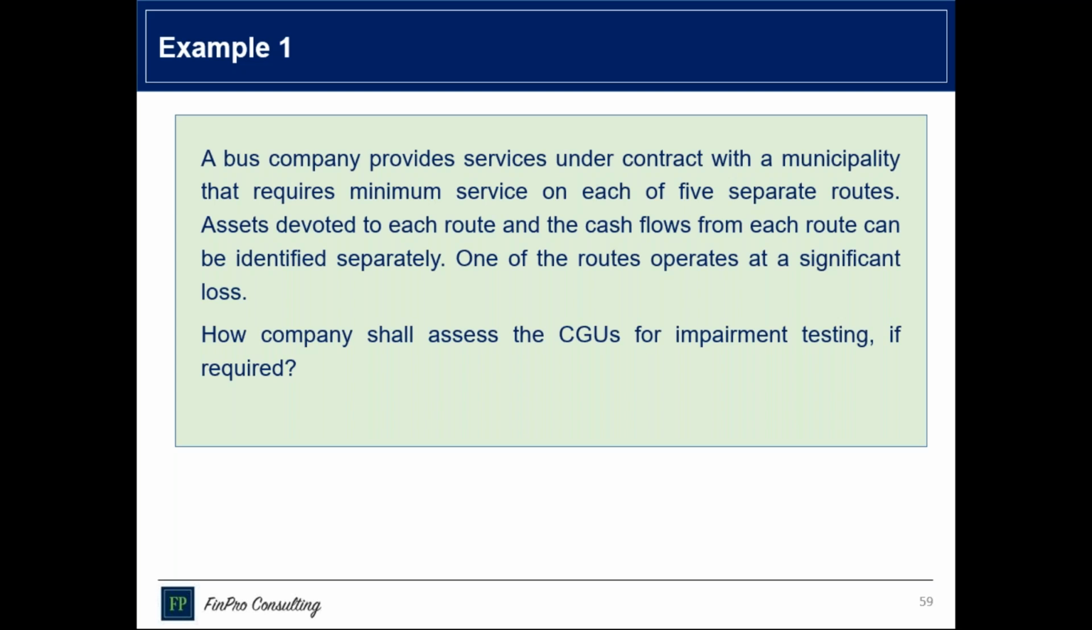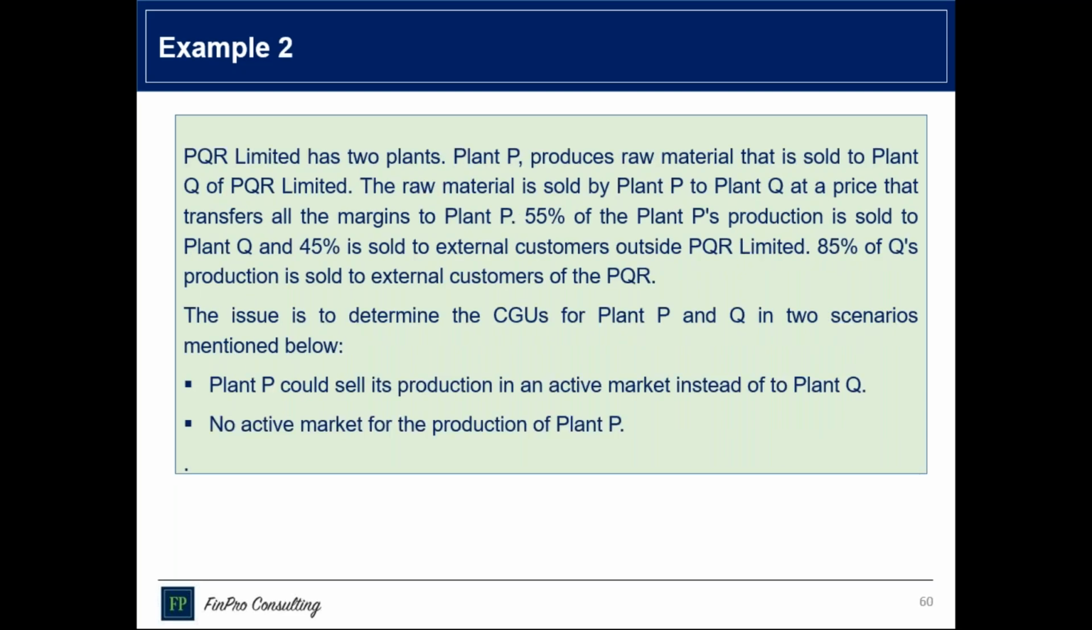The moment you have an option to provide the services on a single route, then yes, that single route will be considered for an impairment. But if you do not have a choice but to provide services under all 5 routes, then a separate impairment testing is not required, provided all the 5 routes are in a beneficial stage.